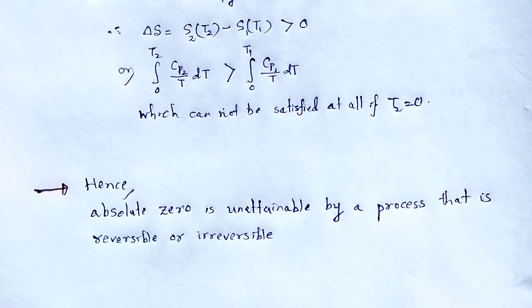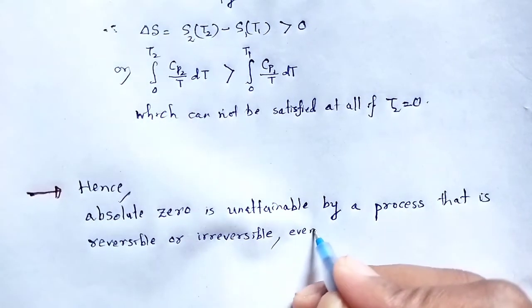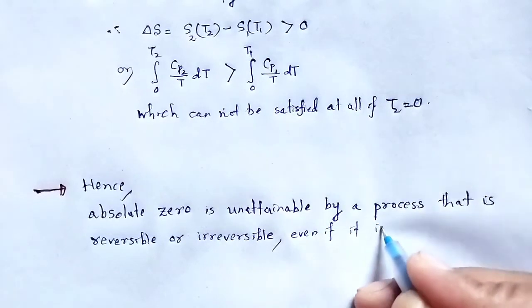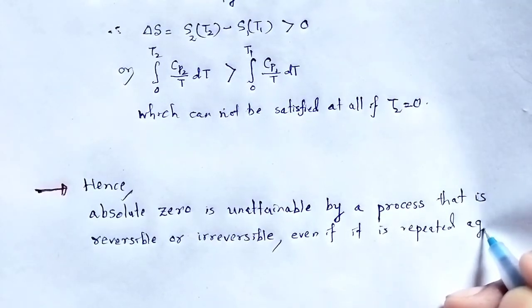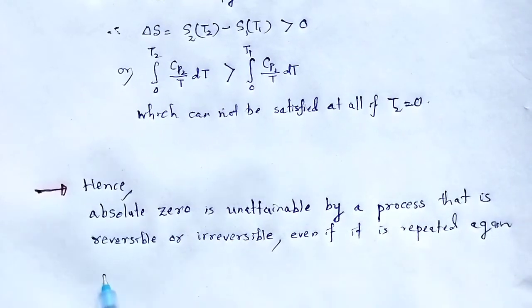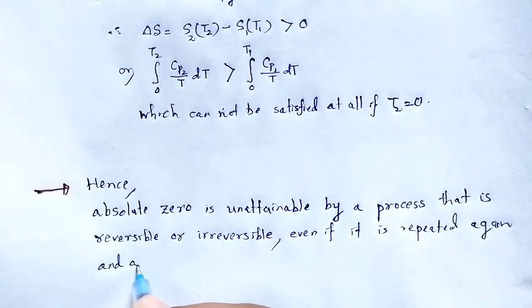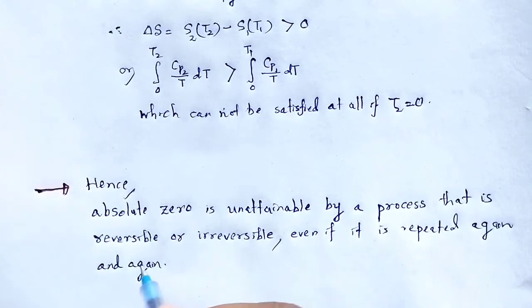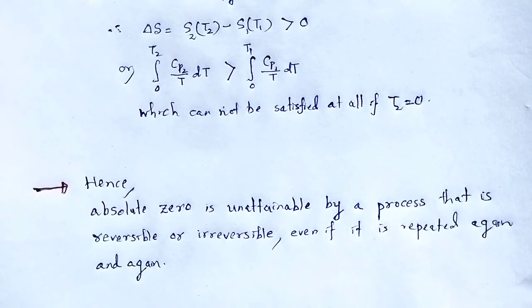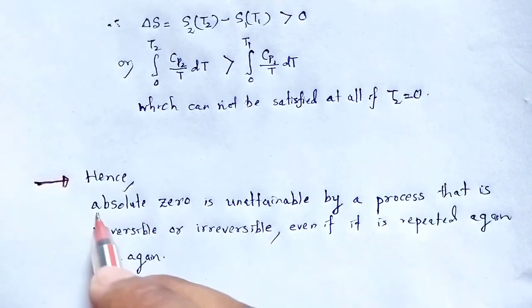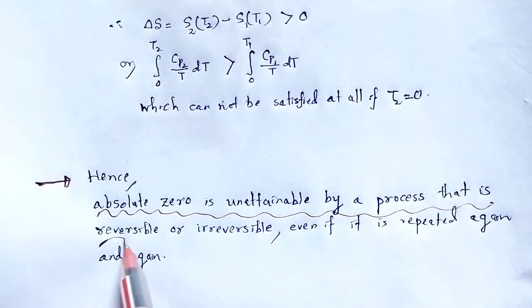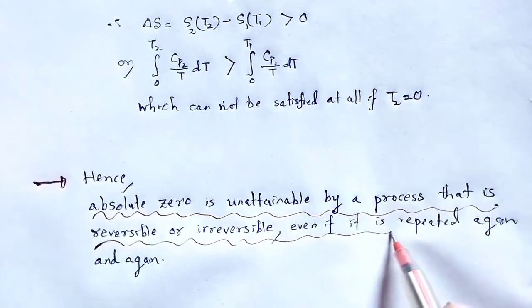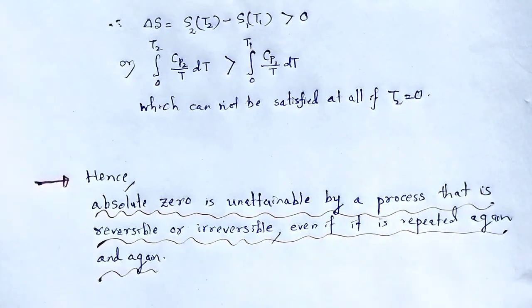Even if it is repeated again and again, we still can't achieve the absolute 0 temperature. Absolute 0 is unattainable by a process that is reversible or irreversible, even if it is repeated again and again.